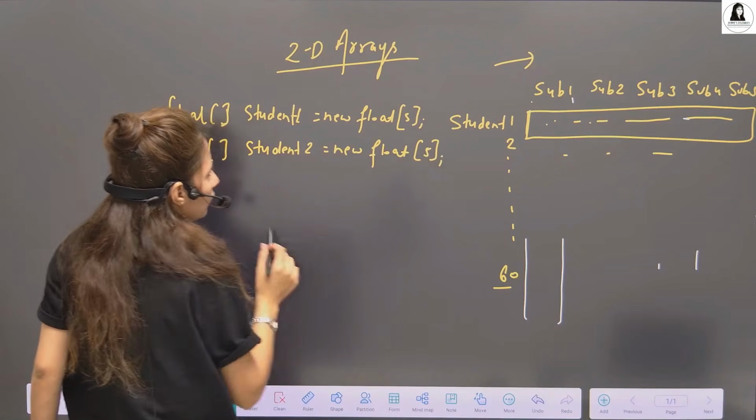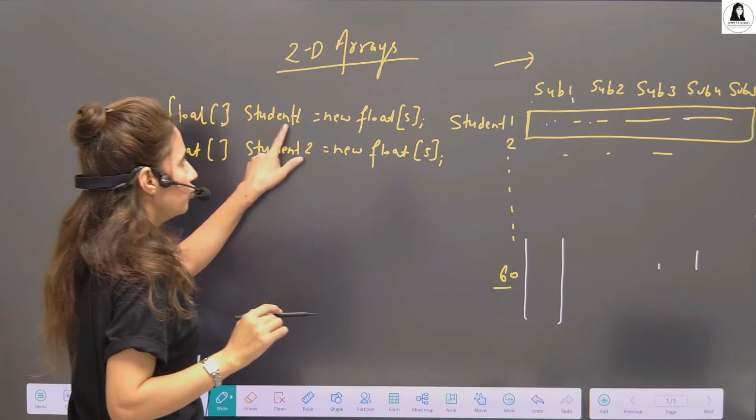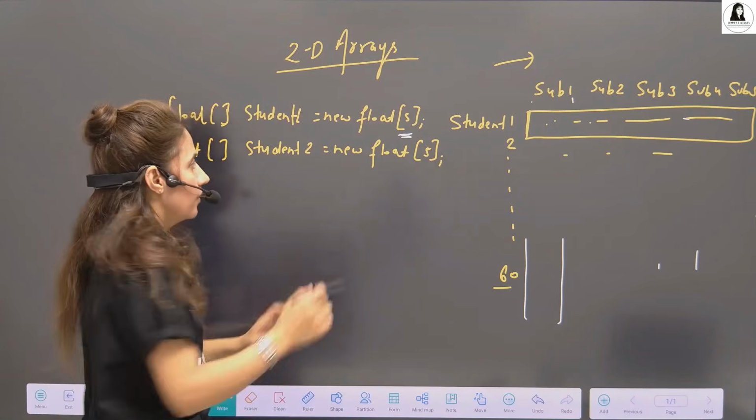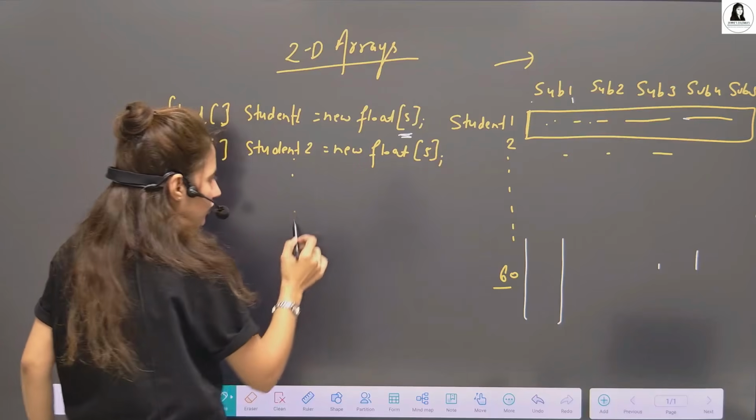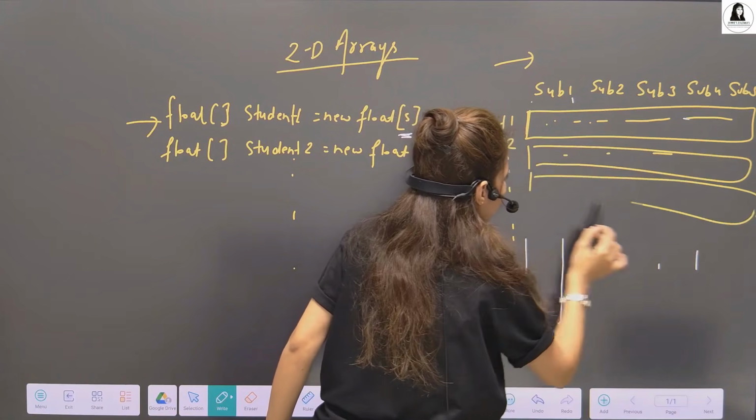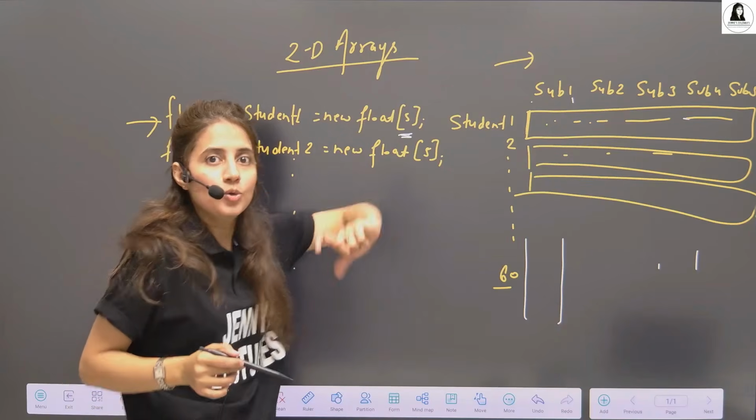So something like this we can do. This array will store for student 1 the marks in 5 subjects. This will store for student 2. So like this we can declare 60 arrays, 60 1D arrays, but that is definitely not a good idea. So we can declare a 2D array.